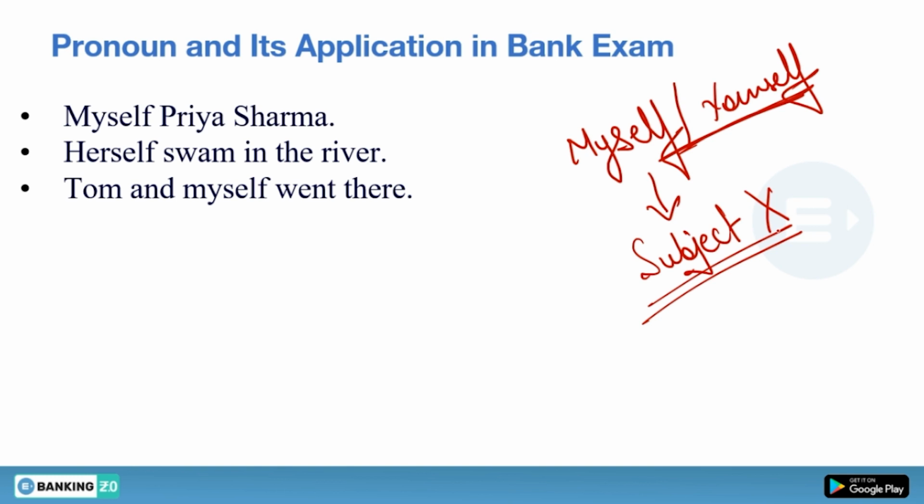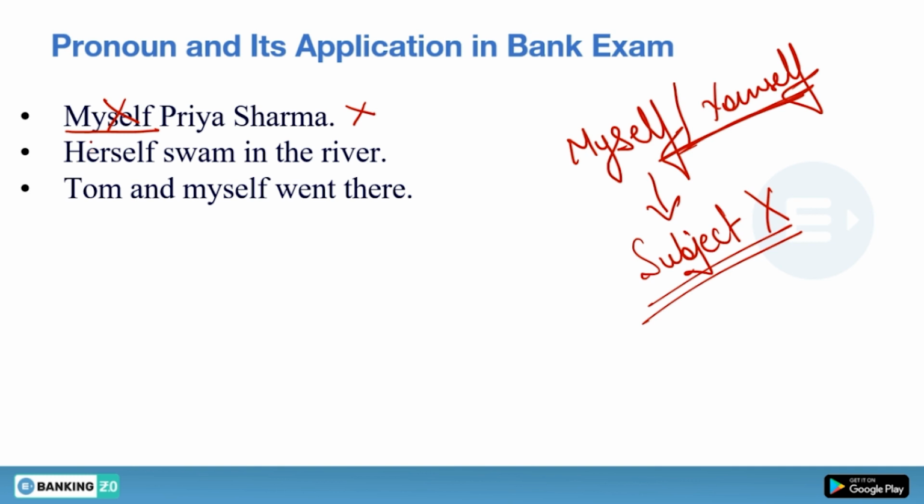Some people say myself Priya Sharma. This is absolutely incorrect sentence. You cannot introduce yourself by saying myself Priya Sharma. Simply say I am Priya Sharma, or my name is Priya Sharma. Or when you are interacting with someone over the call or over a video call, you can say this is Priya Sharma. Okay, myself Priya Sharma is absolutely incorrect sentence.